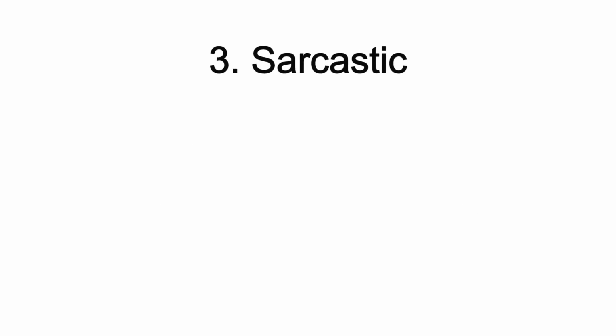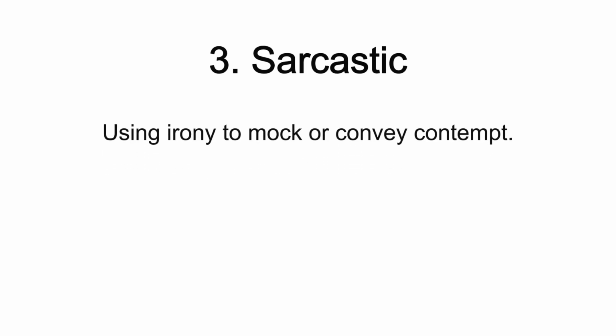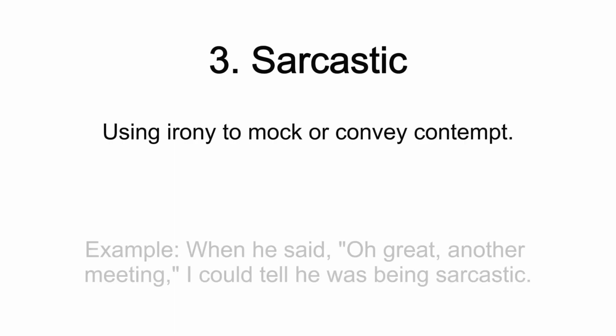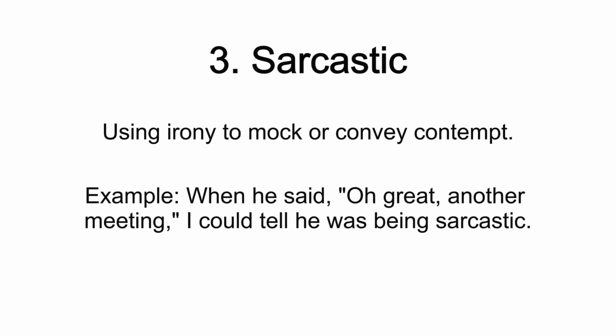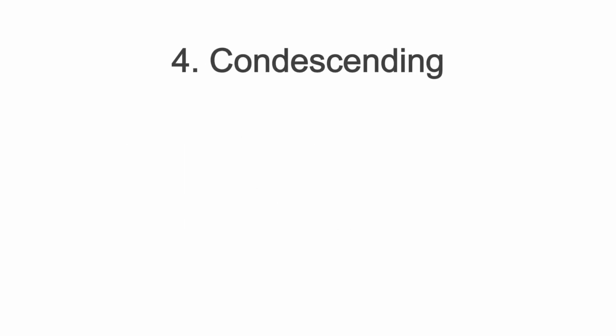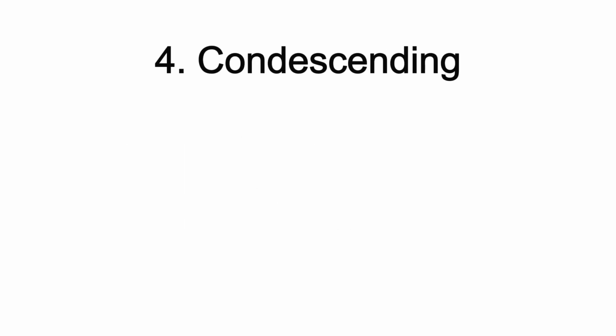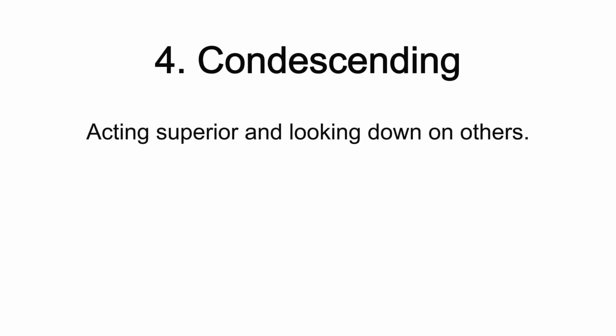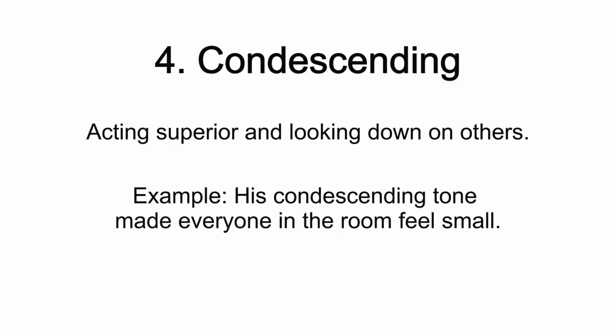3. Sarcastic. Using irony to mock or convey contempt. Example: when he said, "Oh great, another meeting," I could tell he was being sarcastic. 4. Condescending. Acting superior and looking down on others. Example: his condescending tone made everyone in the room feel small.